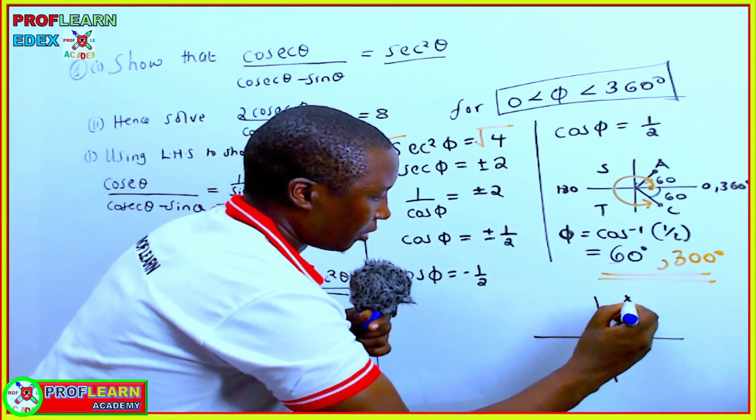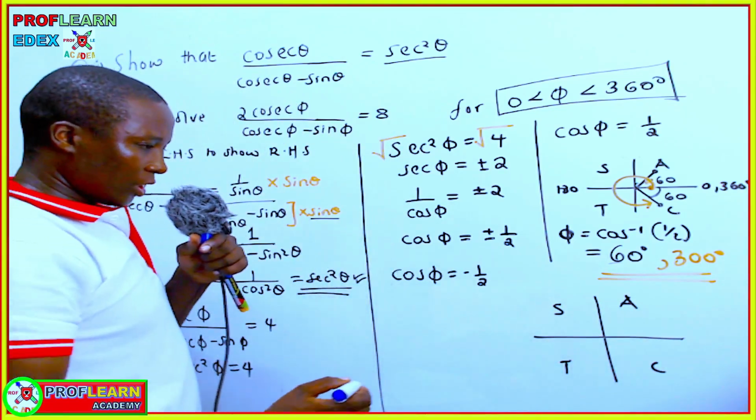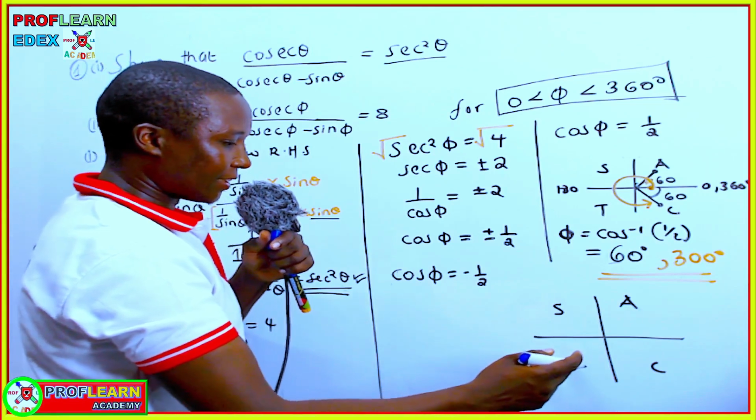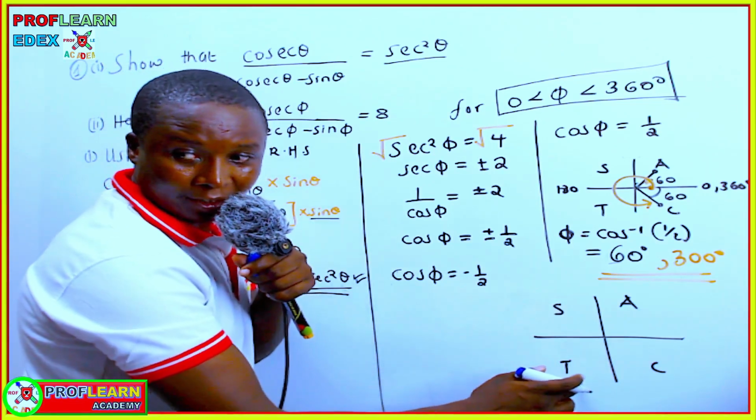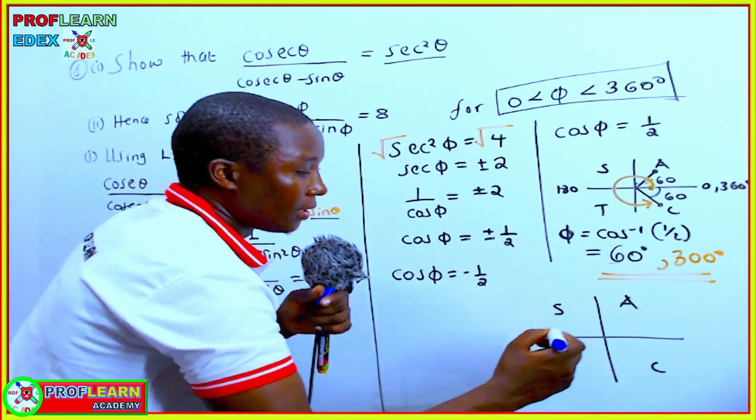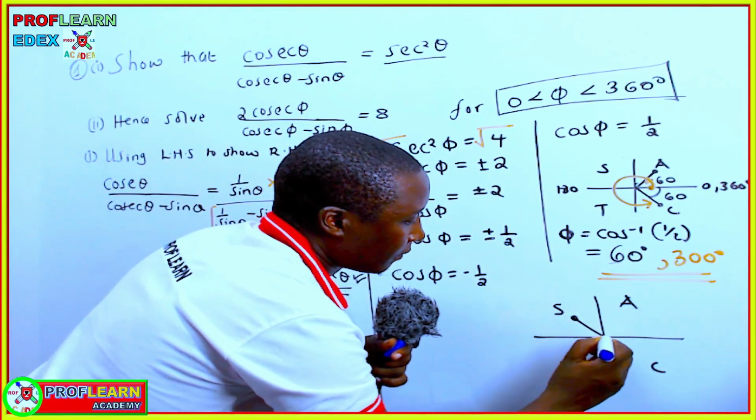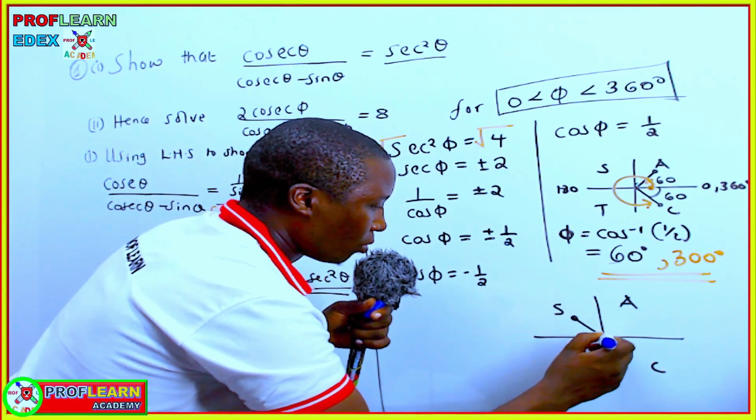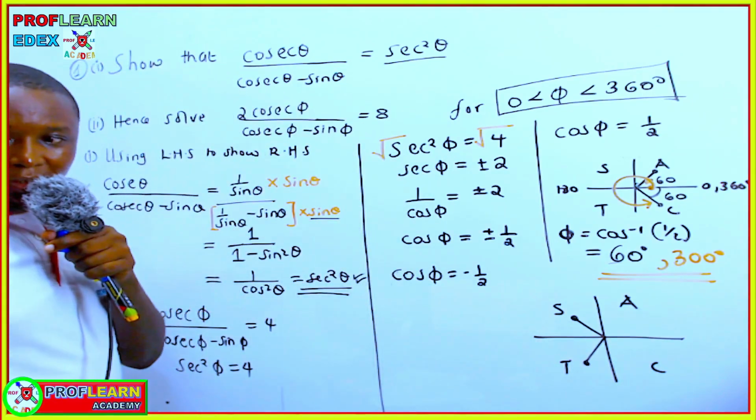So this is going to be "All Students Trust Cambridge." Cosine is negative in the second quadrant and in the third quadrant, which means that one of the angles will be somewhere here and the other angle will be down here. So let us go ahead and try to find that angle.